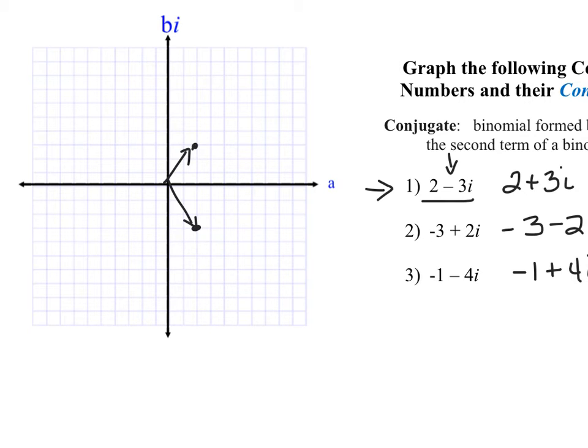So the next one, I'll do in red, negative 3 plus 2i, be there. Negative 3 minus 2i is right there. Negative 1 plus 4i. And negative 1 minus 4i. So all this is reflecting through the x-axis, just changing its middle term.